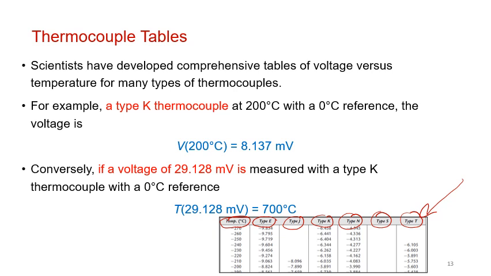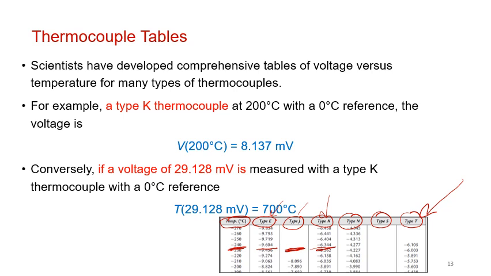Like, for example, I will take the temperature of negative 240. At negative 240, in E-type, you will find the voltage equal to minus 9.604. In J-type, it's not covered. I mean, J-type cannot measure this value. In K-type, you will find the voltage is minus 6.334, and so on. That's how you can measure the quantity.